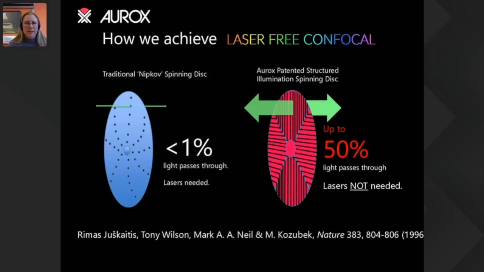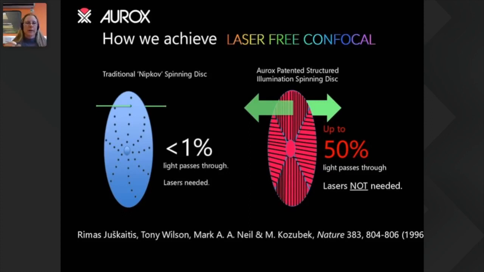The summary of that is that you need a laser for your illumination. You just need that intensity of light to get the light onto your sample. So at Aurox, some time ago, we developed this structured illumination spinning disc.